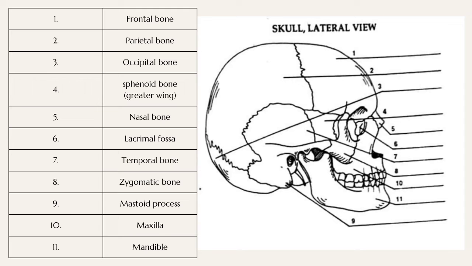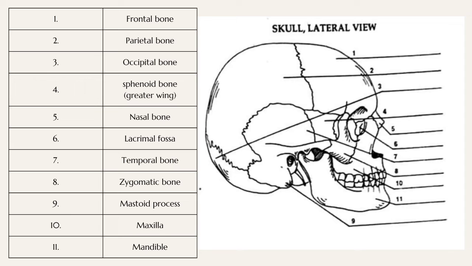Number two is parietal bone. The parietal bones are bilateral skull bones that form the superior and lateral walls of the cranium. Parietal bone protects the underlying fragile bone. It is located on each side of the skull just behind the frontal bone.